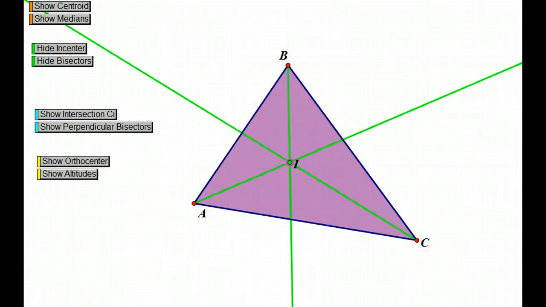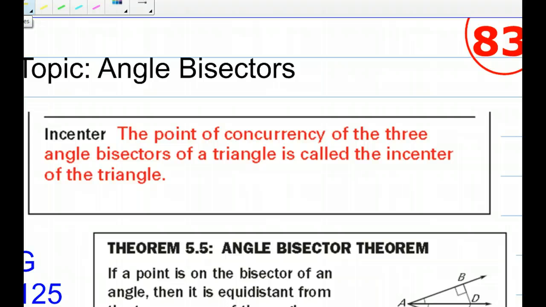And I help remember it because it's inside the triangle. So that's why, for the angle bisector, the point of concurrency is the incenter. And those notes are on page 83. The point of concurrency of the 3 angle bisectors of a triangle is called the incenter of the triangle. And we already have those notes.